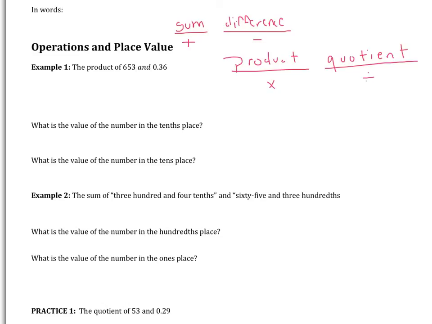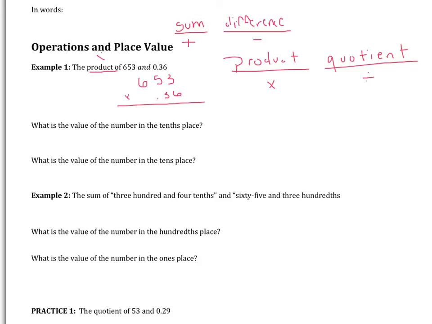So let's go back over here to our operations and place value. And I'm just going to do one example and have you guys try one. So it says, what is the product of 653 and 0.36? So remember, product means times. So what it wants us to do is multiply these two numbers. So we're going to find the product of 653 times 0.36.